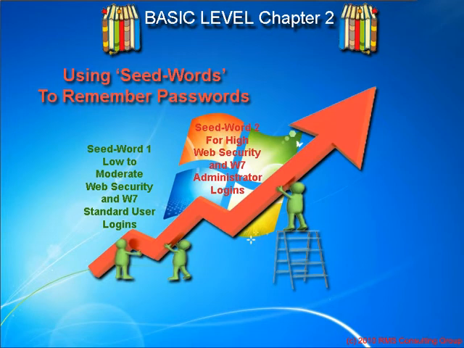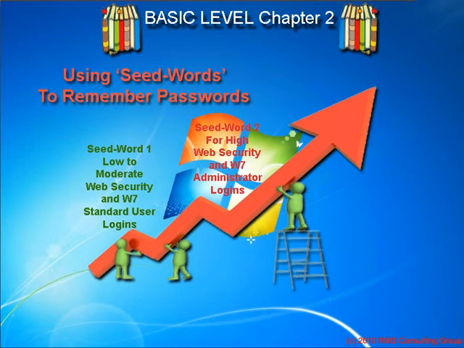Seed word number 2 would be for higher security needs. We will use passwords based on seed word 2 for websites and applications that require Tier 3 password complexity. This way, your important passwords are not based on any root or piece of your lower security passwords because they're based on different seed words. You could also use seed word 2 to come up with passwords for your administrative user login to your Windows 7 PC.